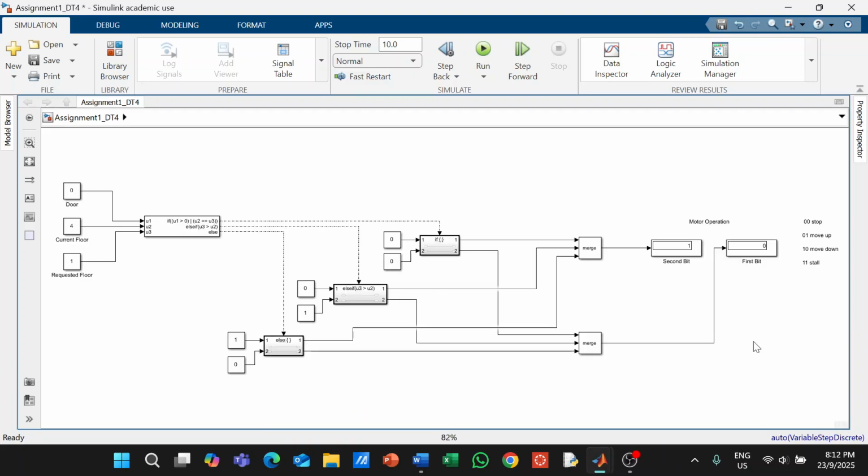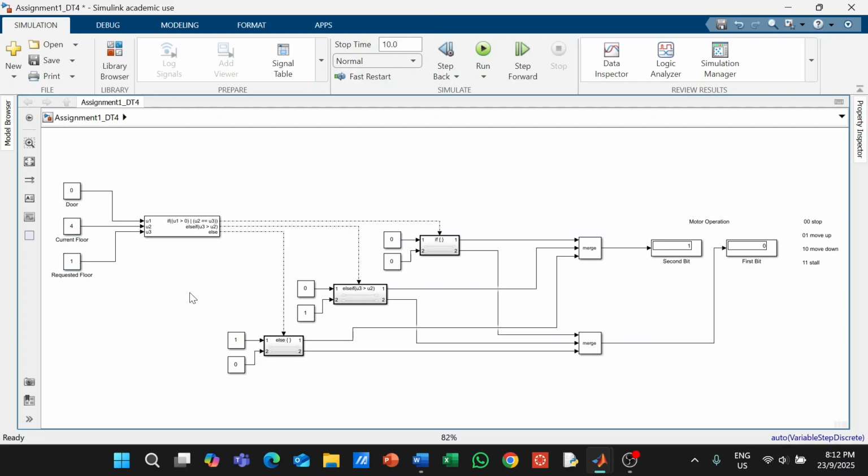Design task 4 required us to design an elevator control system. This system requires 3 inputs. If door equals 1, it means the door is open. If door equals 0, it means the door is closed. And these are the current floor number and the requested floor number.